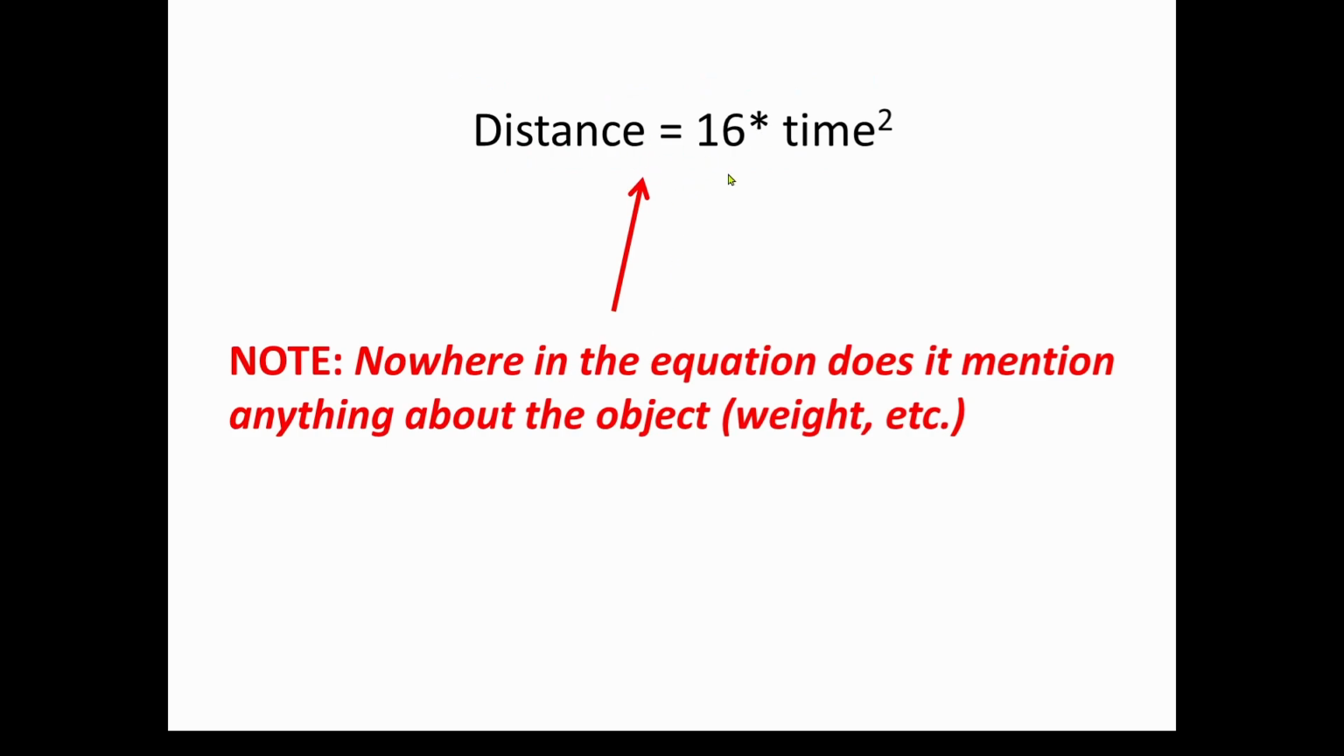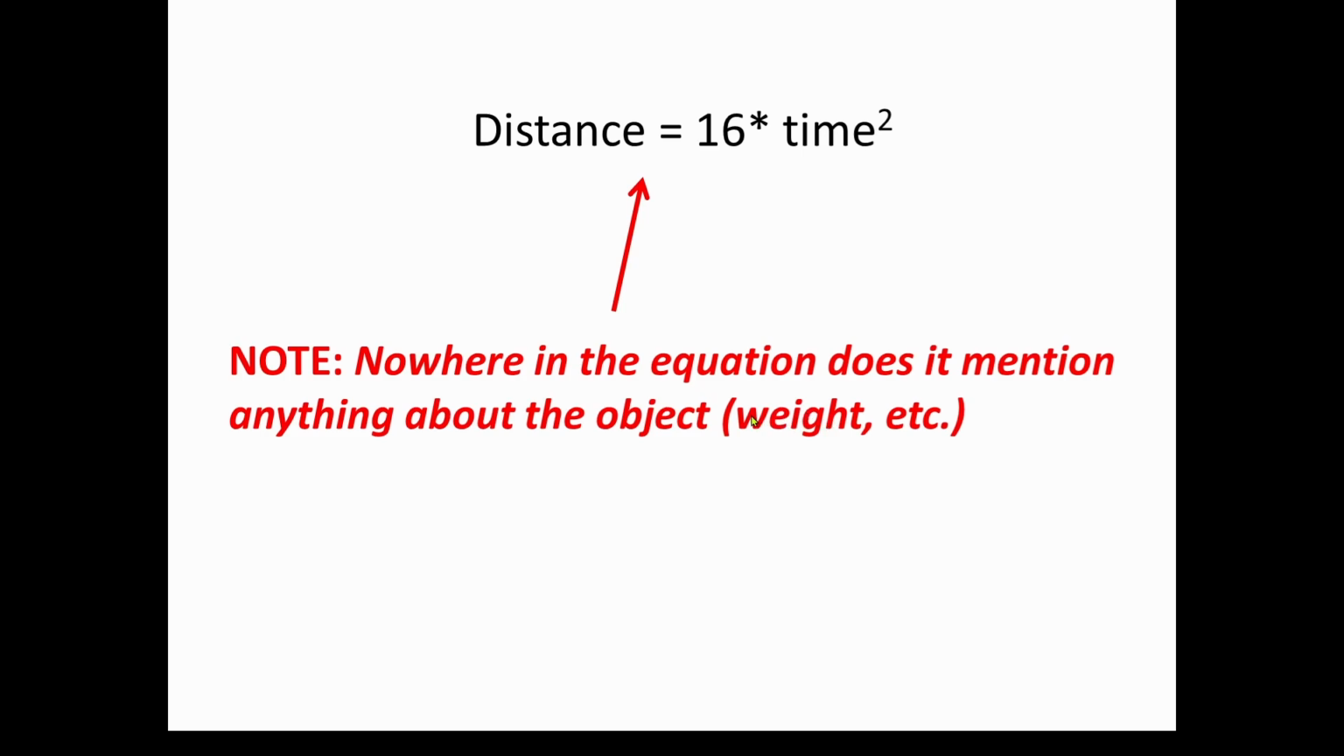Now, one thing is very interesting to notice. Here is our equation, distance equals 16 times time squared. Nowhere in this equation does it say anything about the object itself. It doesn't say in here that it depends on the weight of the object. No, it is independent of the weight of the object or any other object parameter. All objects fall at the same rate, no matter how heavy they are. Now that may make your brain explode, but that's true. Every object falls at the same acceleration due to gravity.